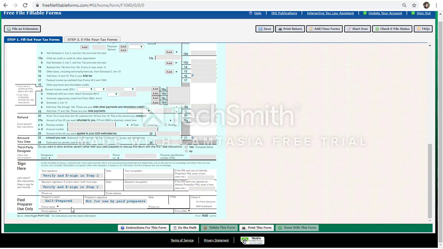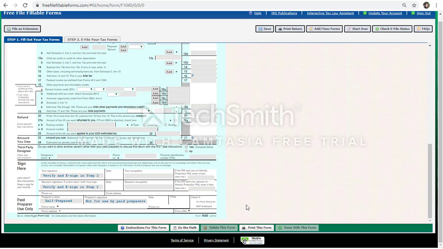This would only be filled in if you're paying somebody to do your taxes. If you're using the system, probably you're doing it yourself. I hope you're doing it yourself. If you were paying somebody, that person needs to include their information and their PTIN, their preparer's tax identification number. And that's really important.